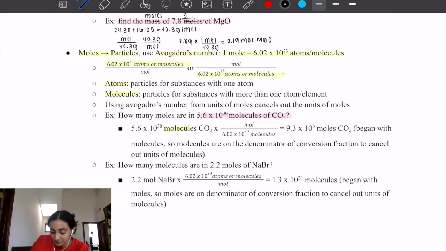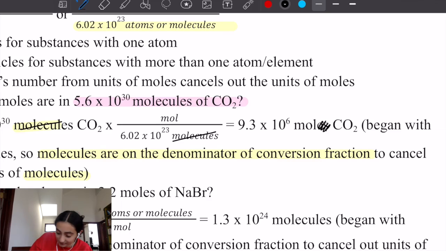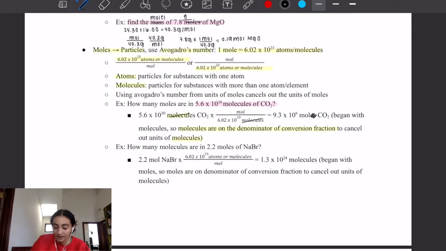And when I have atoms or molecules over here, that depends on the problem. If you are given atoms, use atoms. If you're given molecules, use molecules. So here molecules will cancel out and we are left with just units of mole. That's just what I explained here. So molecules are in the denominator of the conversion fraction to cancel out units of molecules.